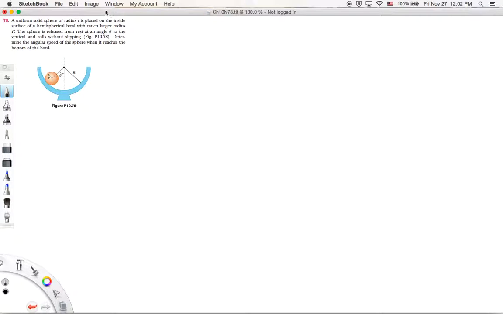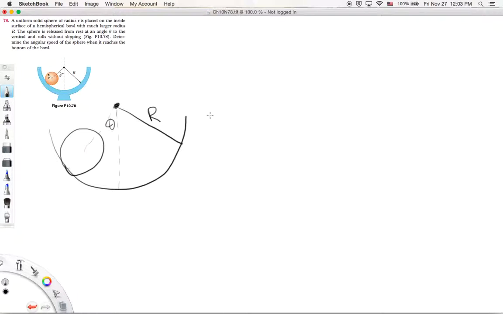Okay, so first, I'll redraw the diagram. And the ball is here, and that's like the center of the bowl or circle, and this angle here is theta, and the radius is big R.